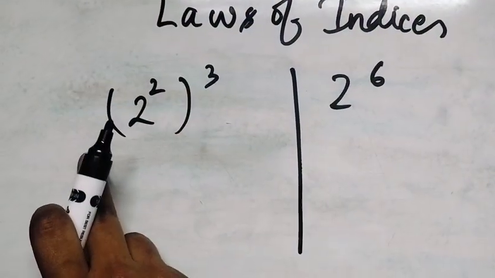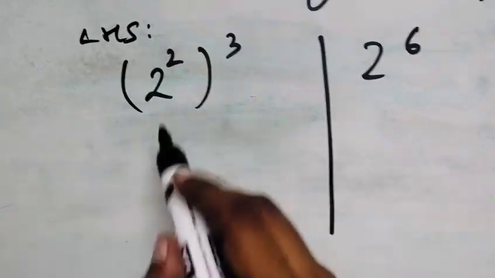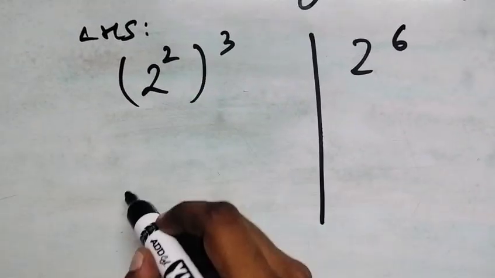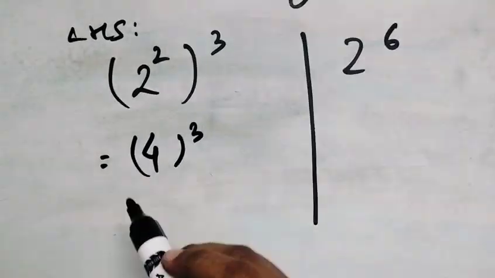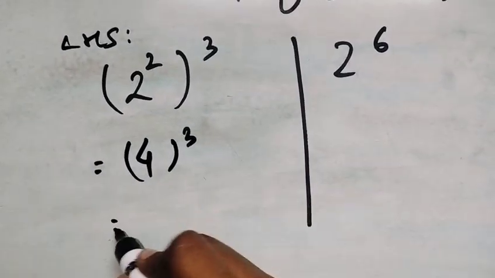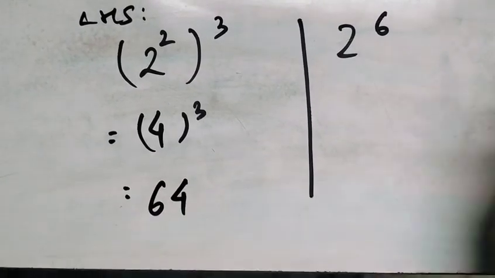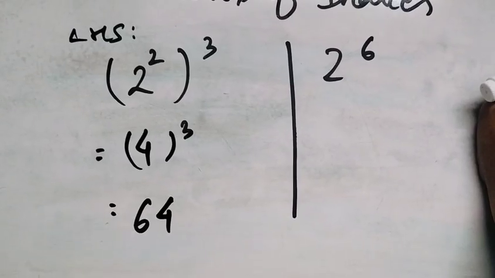Let's focus on the left hand side, LHS. You have 2 squared raised to the power of 3. What is 2 squared? That is 2 multiplied twice, which is 4, so 4 to the power 3. 4 multiplied 3 times, or 4 into 4 into 4, is nothing but 64. 4 into 4 is 16. Multiplied again by 4, you get 16 into 4, 64.